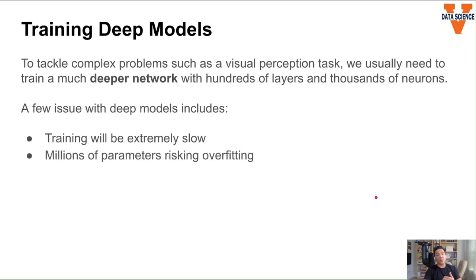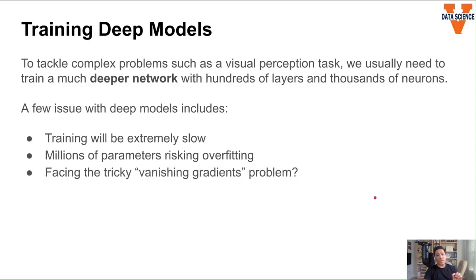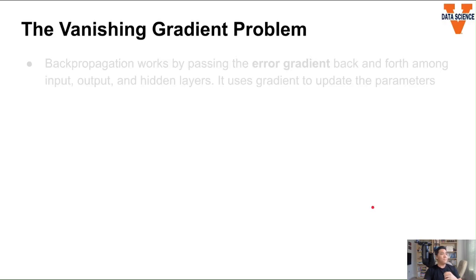Secondly, because we're dealing with thousands, if not millions, of parameters, there is a big risk of overfitting to the training data. And lastly, this particular neural network is facing the tricky vanishing gradient problem. So what is the vanishing gradient problem?